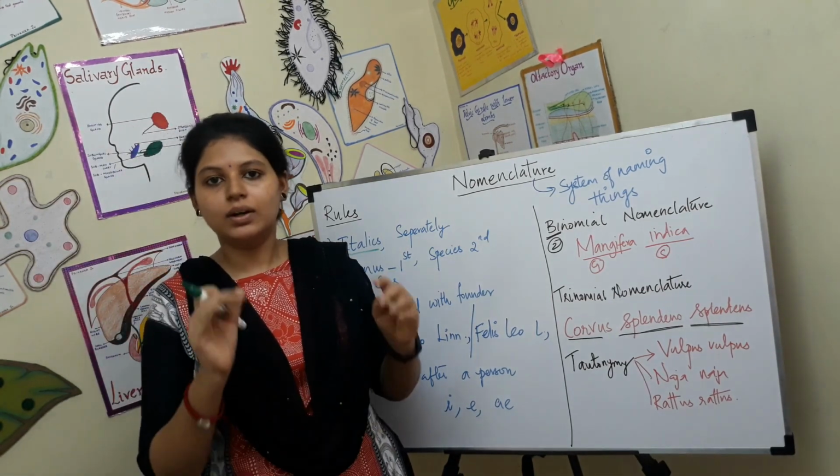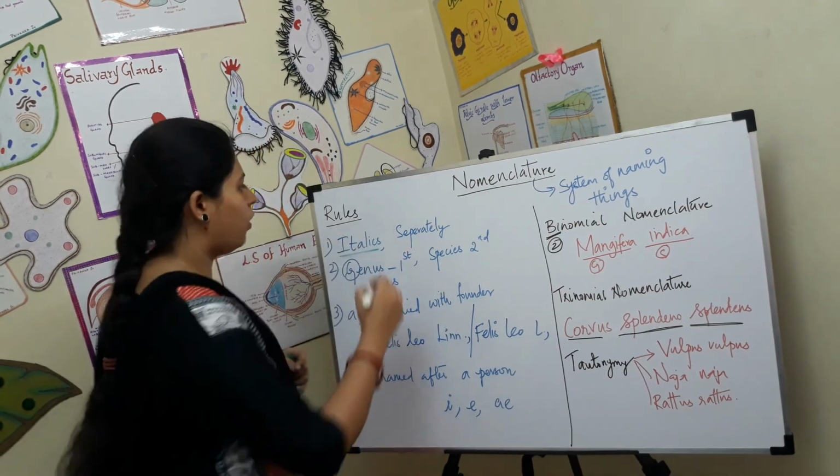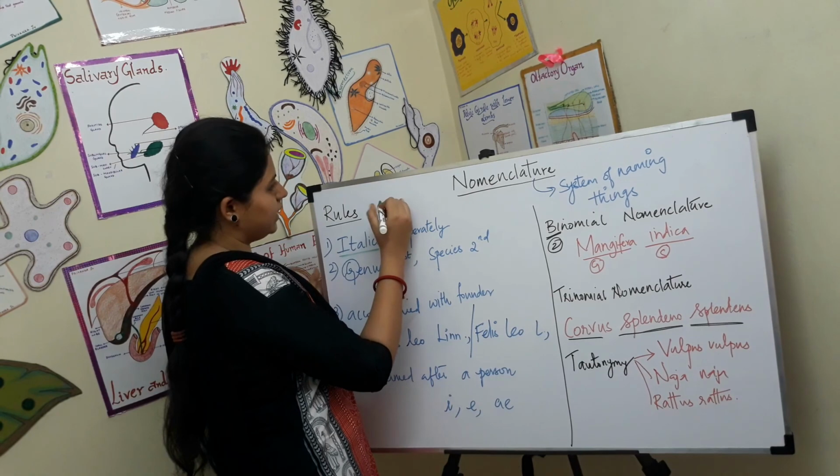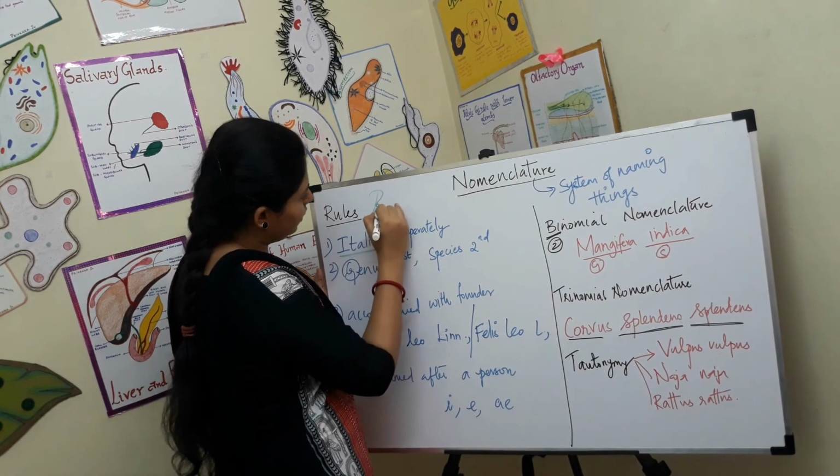For example, you are typing an animal's name on the computer and you have the option called italicization. For example, my name is Priyanka. How do you write it? Slantingly it goes.